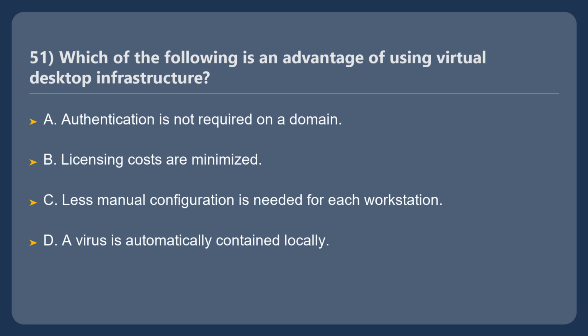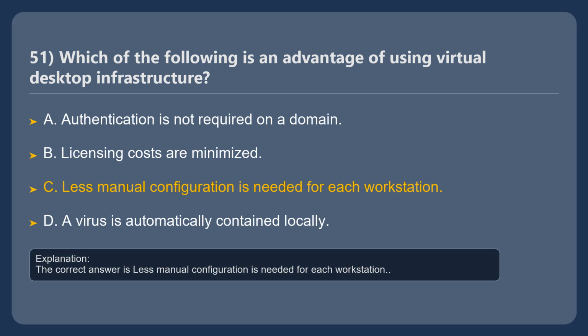Question 51. Which of the following is an advantage of using virtual desktop infrastructure? Option A, authentication is not required on a domain. Option B, licensing costs are minimized. Option C, less manual configuration is needed for each workstation. Option D, a virus is automatically contained locally. The correct answer is option C, less manual configuration is needed for each workstation.